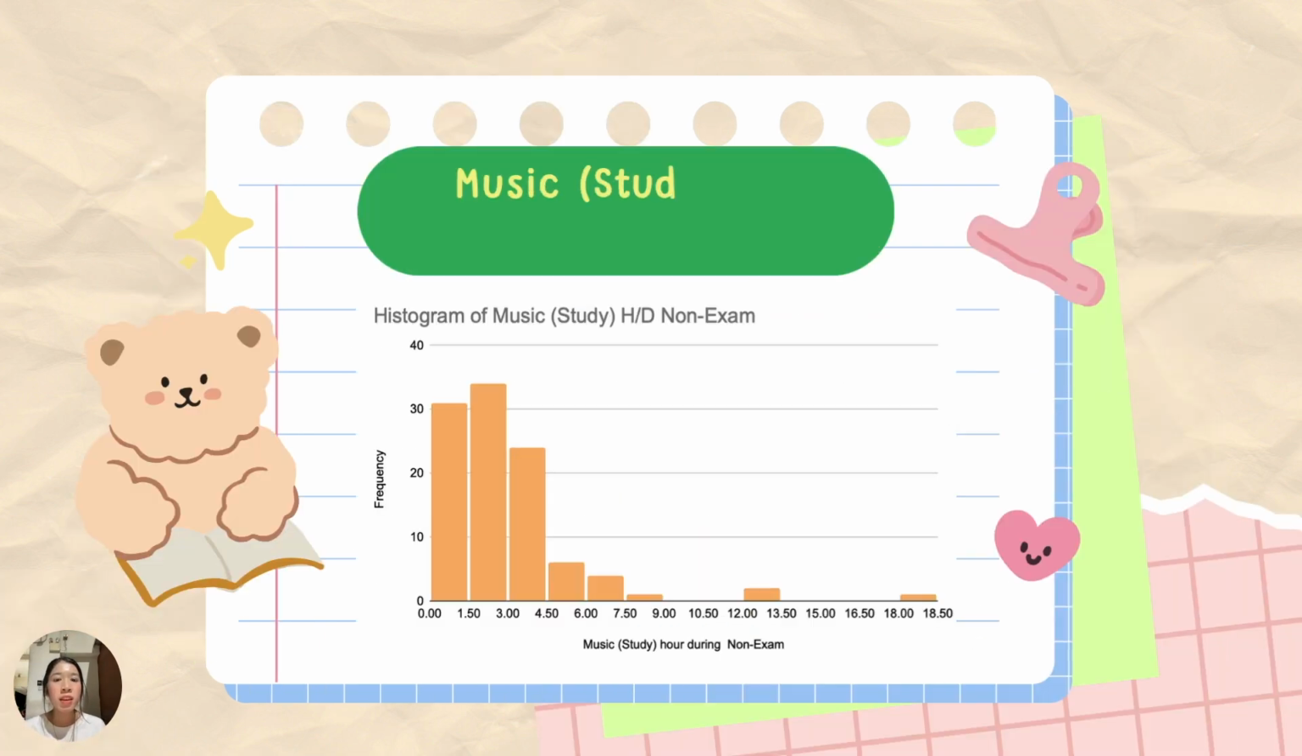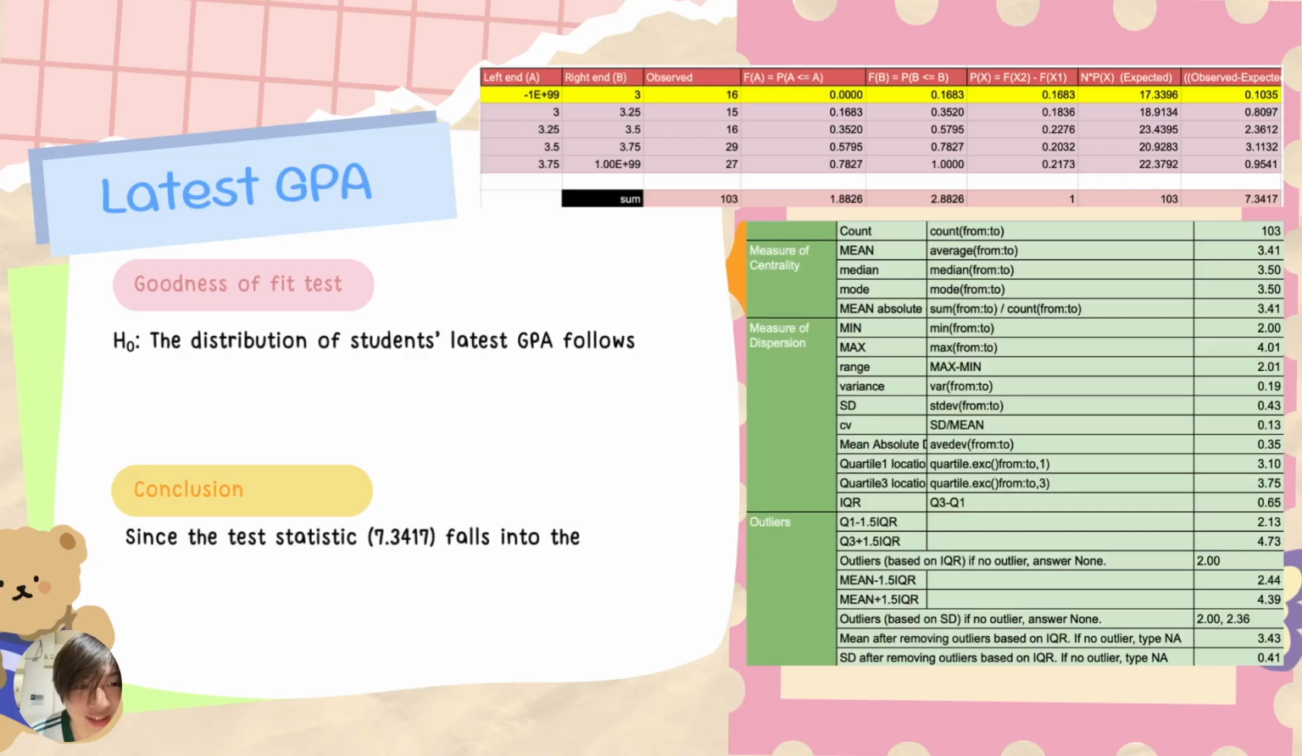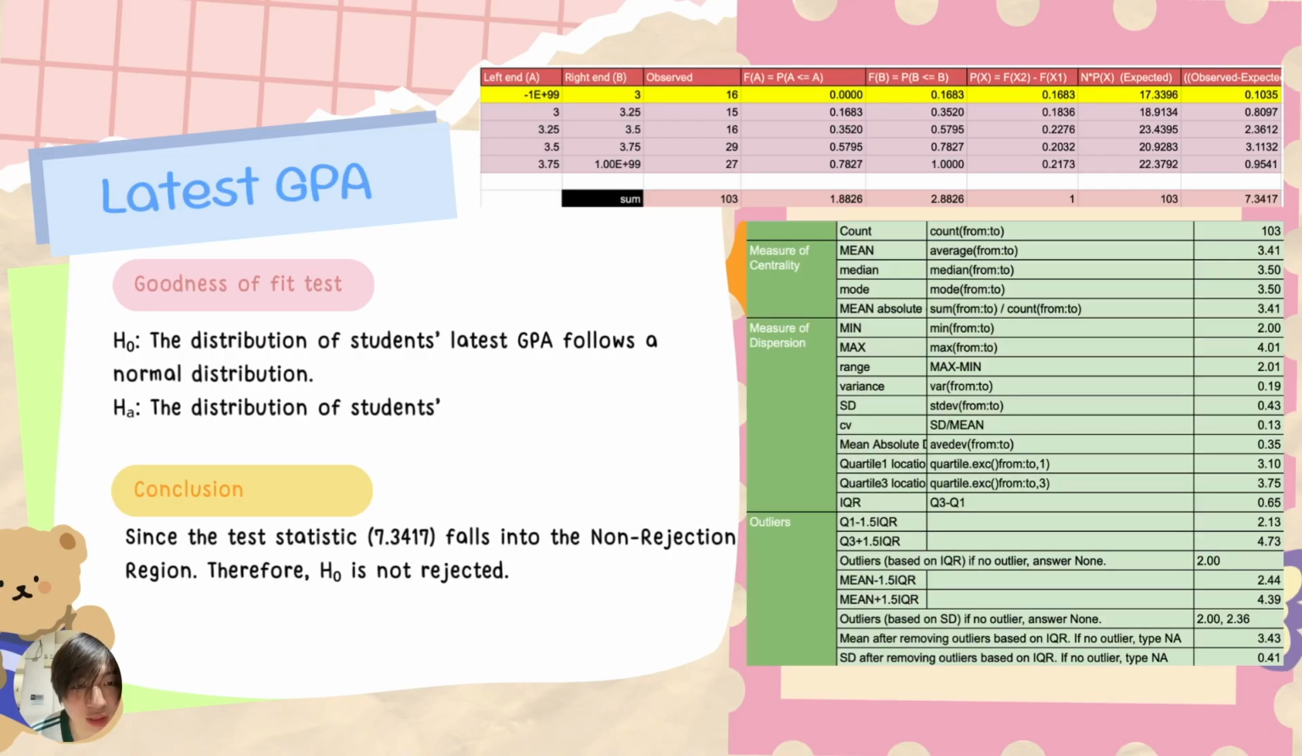Let's take a look at the histogram for music listening hours during non-exam periods. The x-axis shows the number of hours spent listening to music, while the y-axis shows the frequency. And now we are going to present the largest GPA. Goodness of fit, null hypothesis.